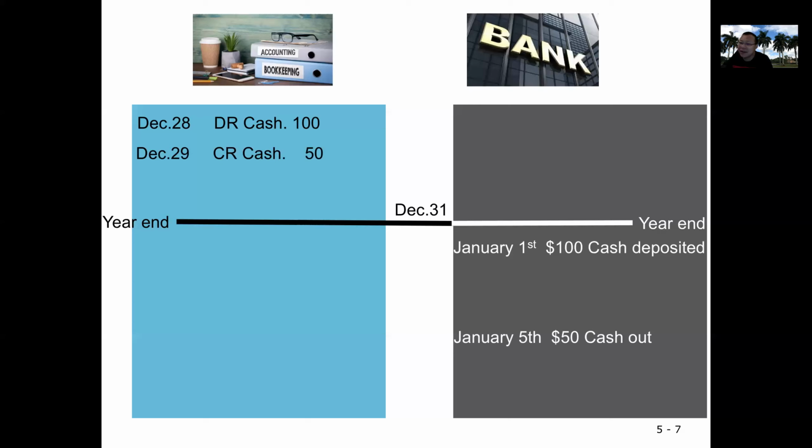Suppose the next day, December 29th, the bookkeeper writes me a check for $50, just to pay my wage, my salary. So I received a check from this company, from the bookkeeper, for $50. The moment the bookkeeper gave this check to me, the bookkeeper needs to recognize this transaction by crediting cash for $50.